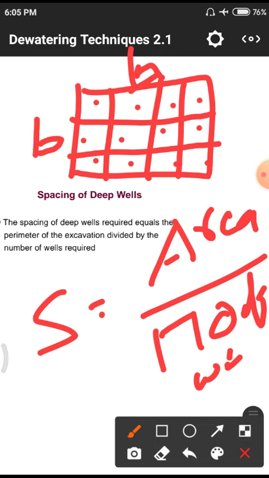Normally it is not height; here we need to employ depth. Breadth into depth we have to use. B by d will give the area in meter square, for a particular number of wells. Divided by the wells, we get the spacing.